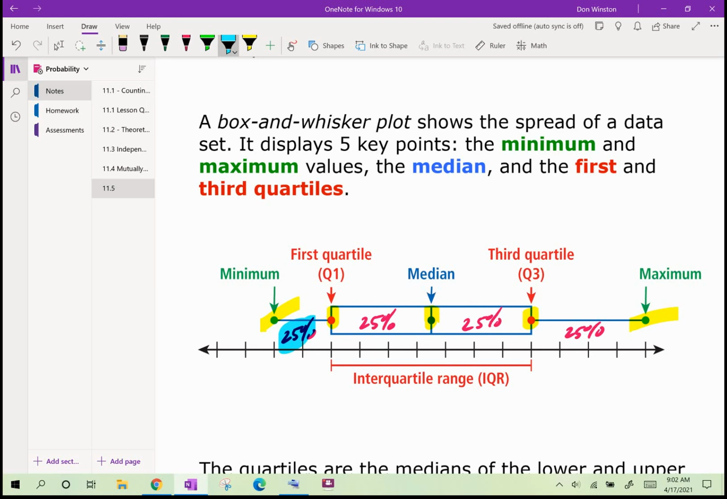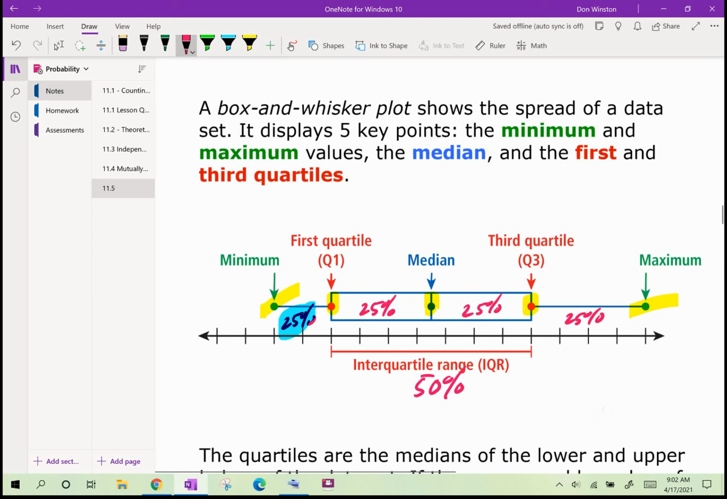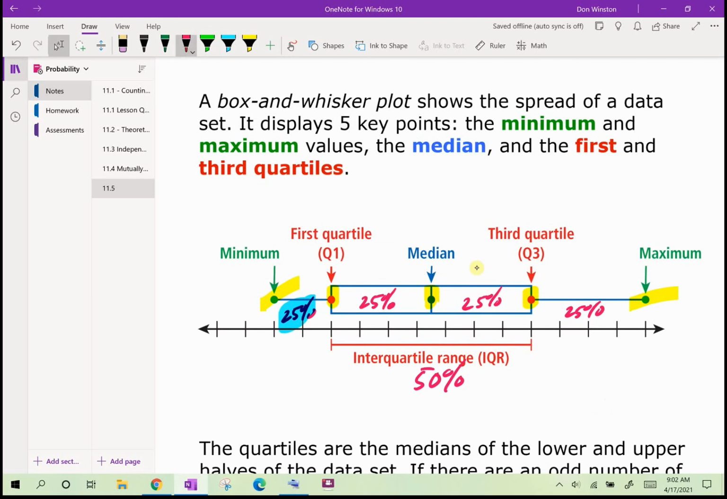And then we have something called the interquartile range, which gives us 50% of our data. 50%, 25 and 25. The interquartile range is always the third quartile minus the first quartile.